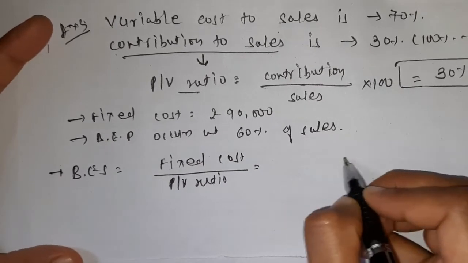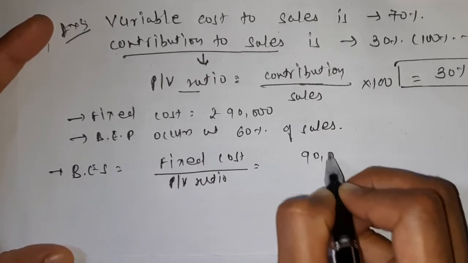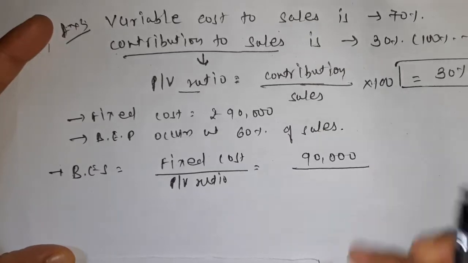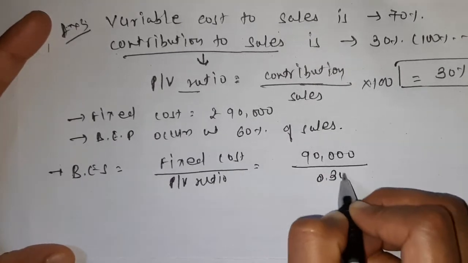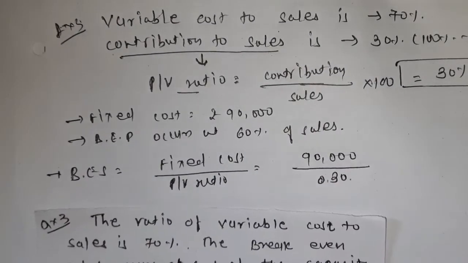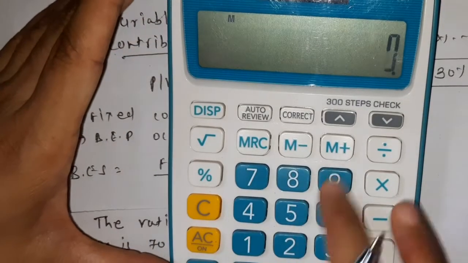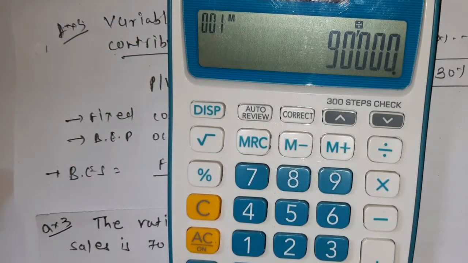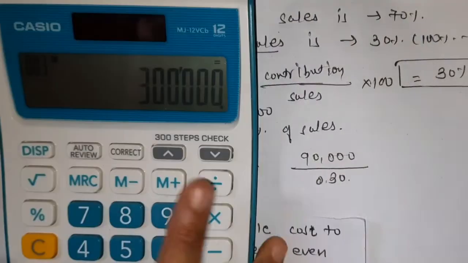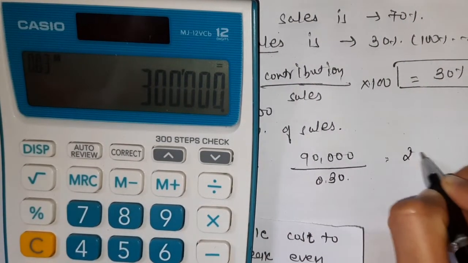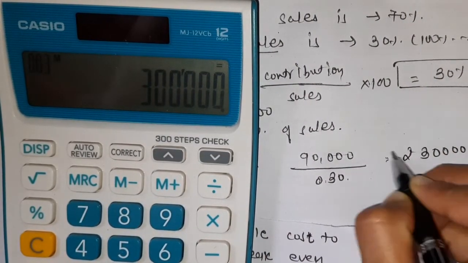What is fixed cost? 90,000 divided, what is PV ratio? It is a 30%. So solve this. 90,000 divided by 0.30 is 3 lakh. So BEP sales is 3 lakh.